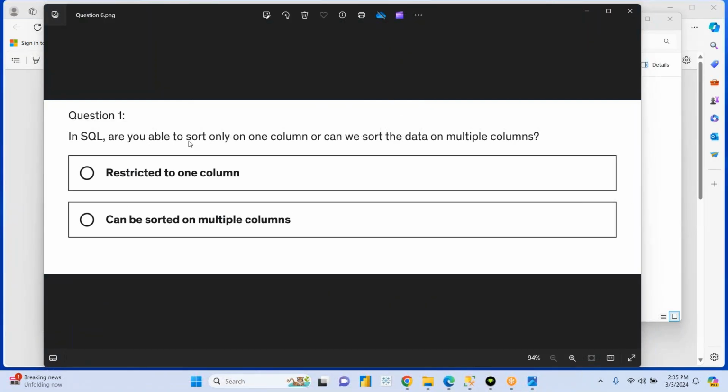So in SQL, are you able to sort only one column, or can we sort the data on multiple columns? This is a question on the order by. Can the order by carry just one column, or can we place multiple columns on the order by? Is it restricted to one column, or can we sort on multiple columns? Which one is correct? This is testing your knowledge of the order by, that's where the sorting takes place.